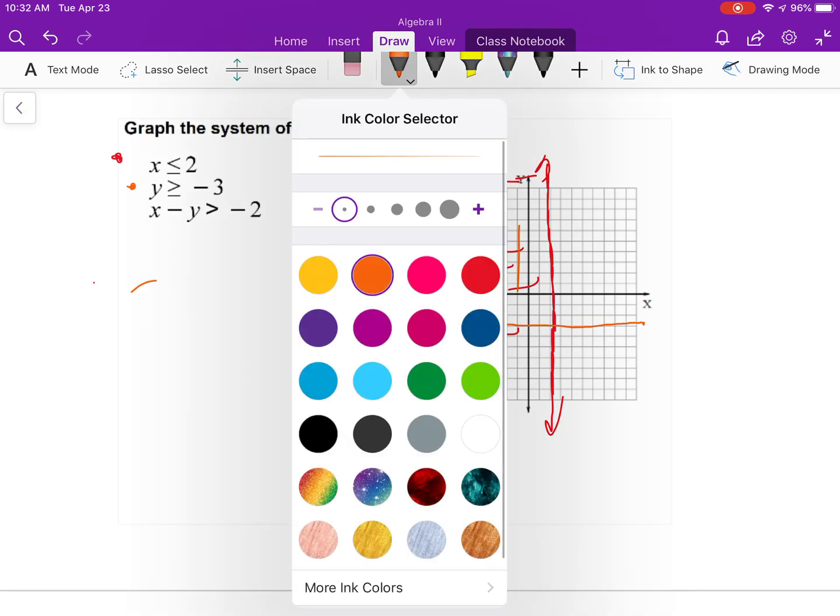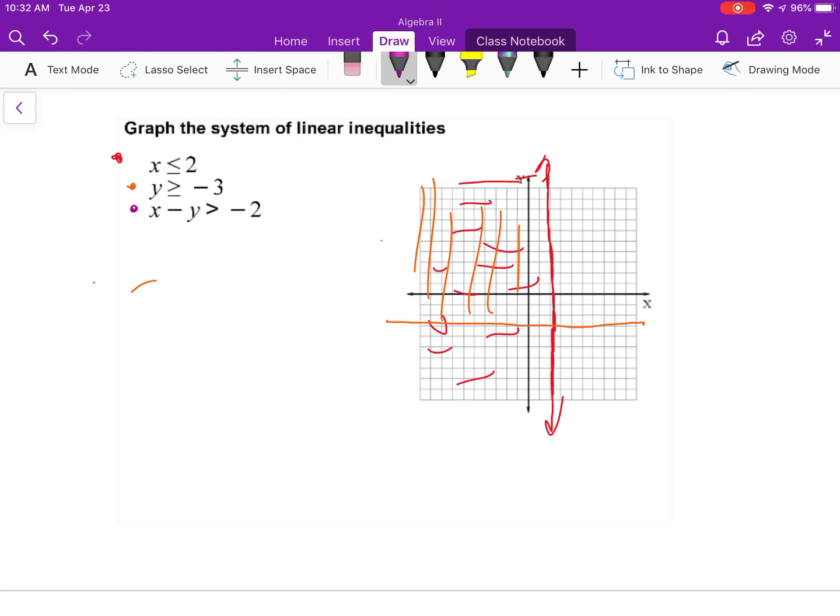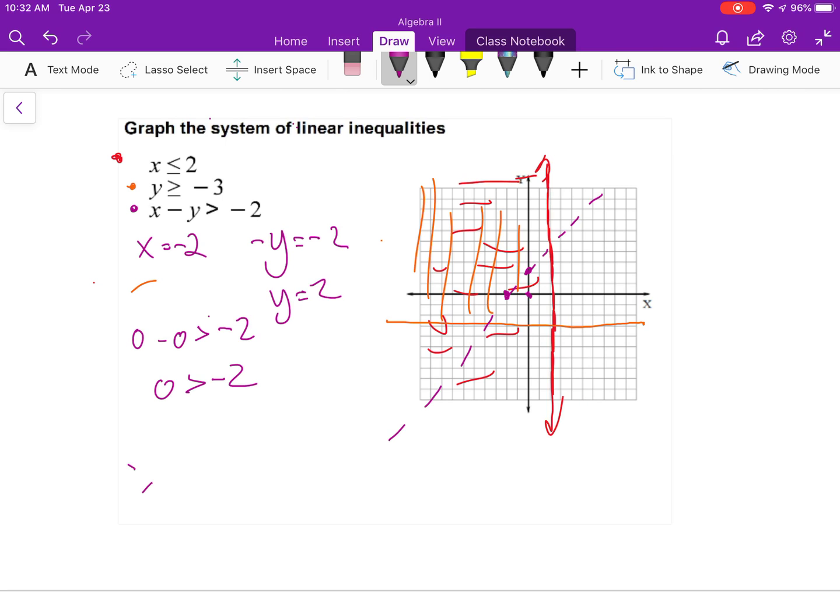Then the last one, I'll do here in purple. It's in standard form, so x is -2. There's one x-intercept. Negative y equals -2, so y is 2, the y-intercept. It's a dashed line. I'll put 0 in for x and y, and 0 is bigger than -2, so I'm going to shade in there. Here it would be the little rectangle of my solutions, because the orange, the red and the purple all would have overlapped.